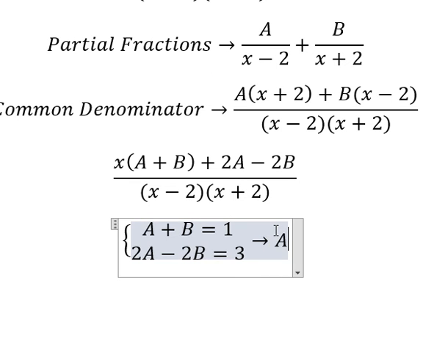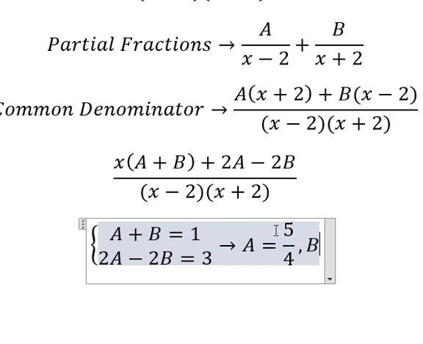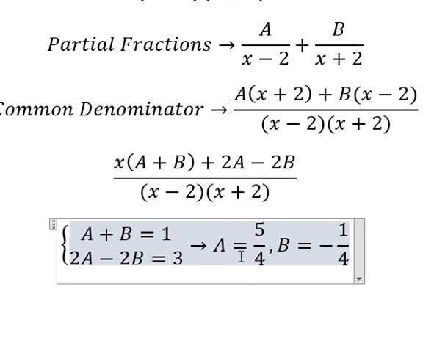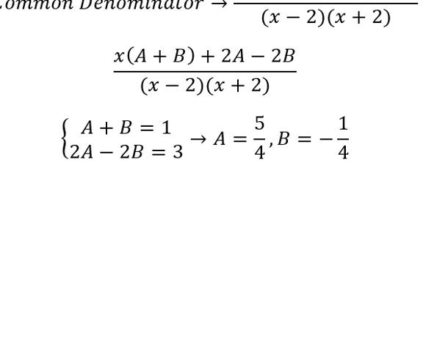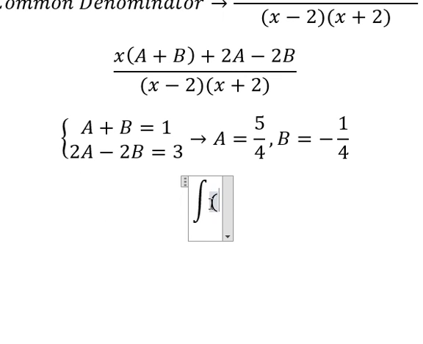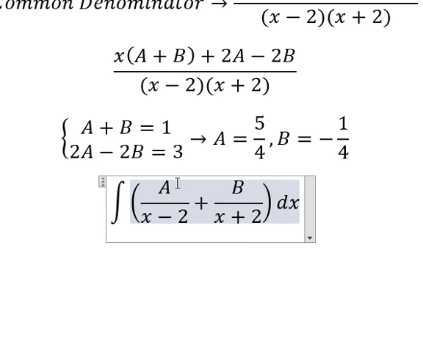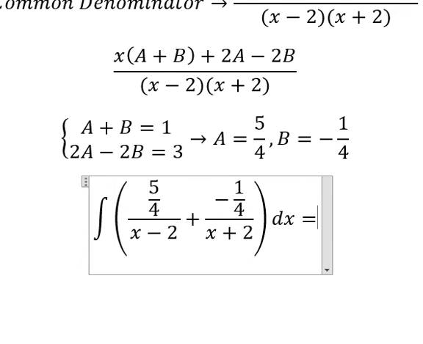So a equals 5 over 4, b equals negative 1 over 4. And now I will put this one going here. So this one we have 5 over 4. This one we have negative 1 over 4. And now we have the final answer.